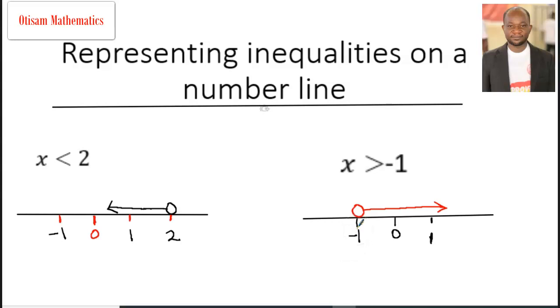So in simple terms, anytime you have less than, then all the numbers on the left side of the number will be less than. And when it is greater than, all the numbers on the right hand side are greater than that number. So let's look at another example.